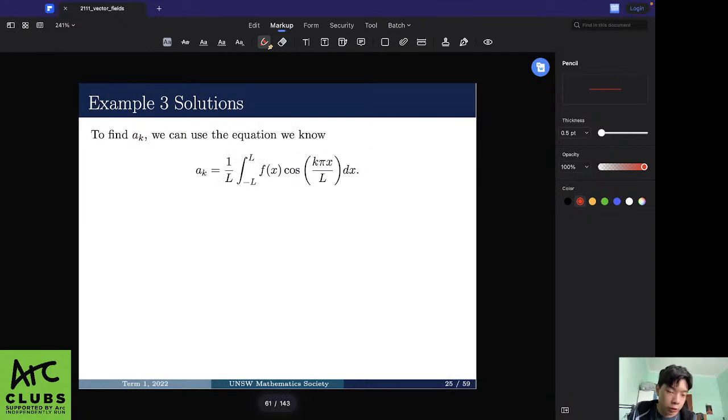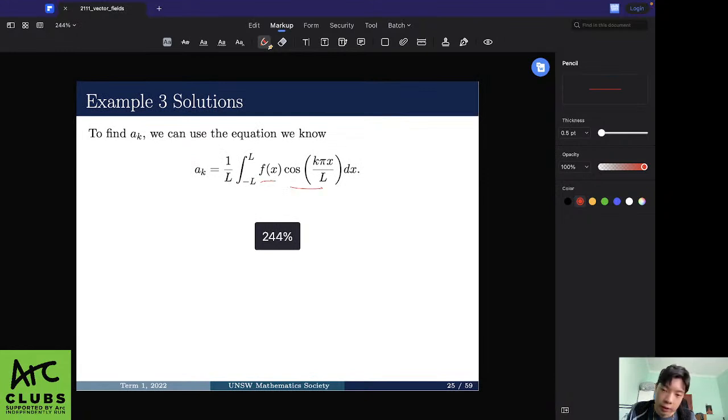Now we can look for our general a_k, and in the same way we know that our formula for a_k is going to be equal to 1 on L times the integral from minus L to L of f times cos. And so what we can do is sub in the fact that we know what L is. L is equal to pi. We sub in all of the L's and then we get this integral.